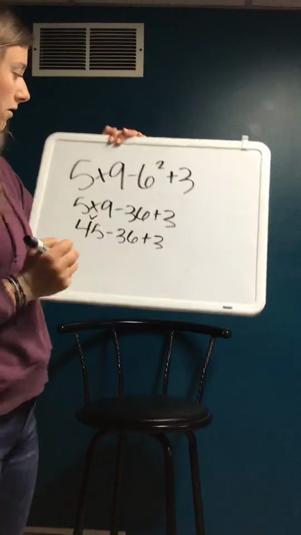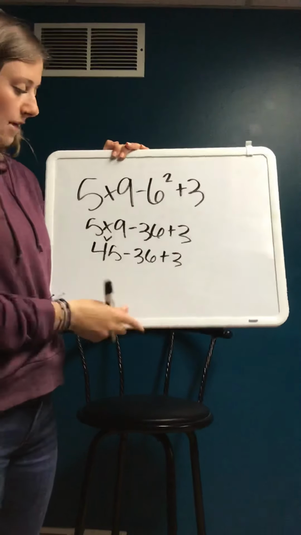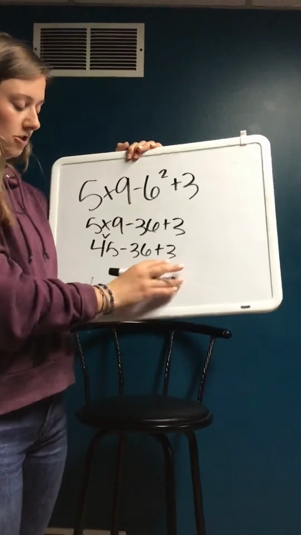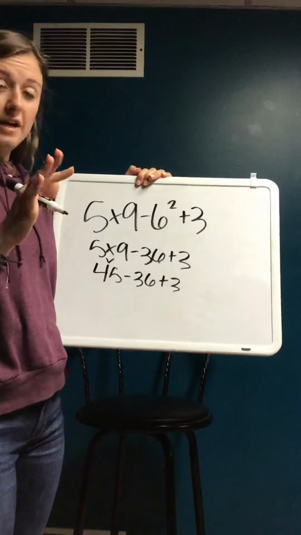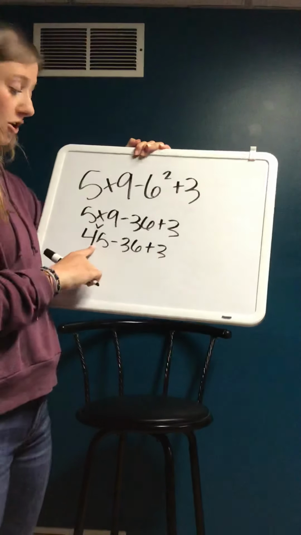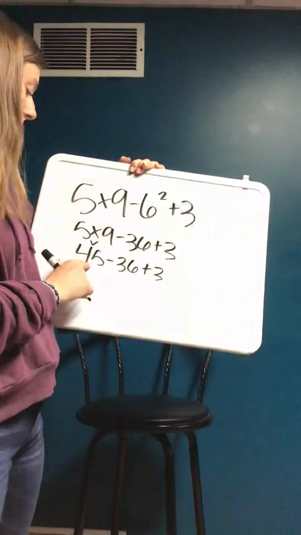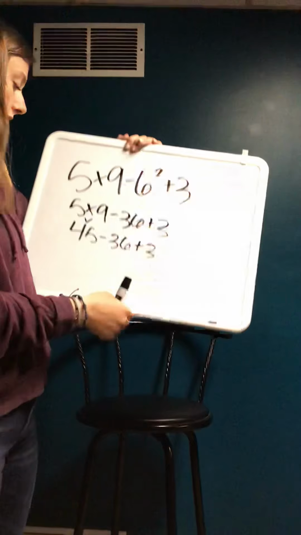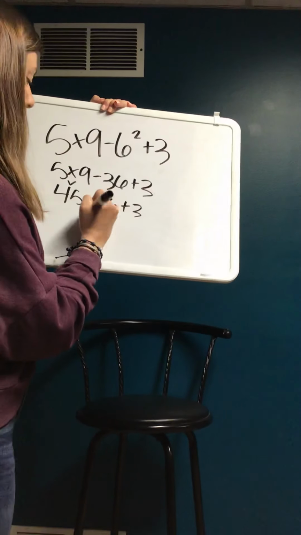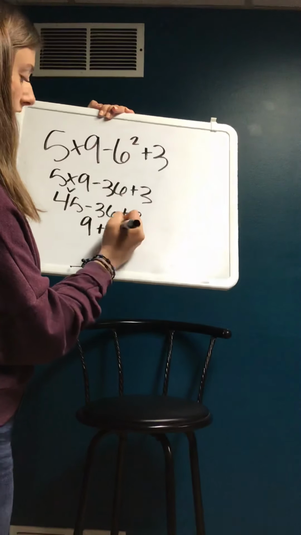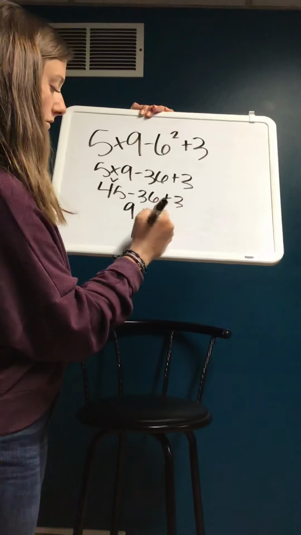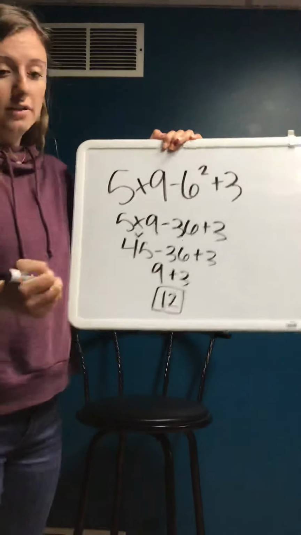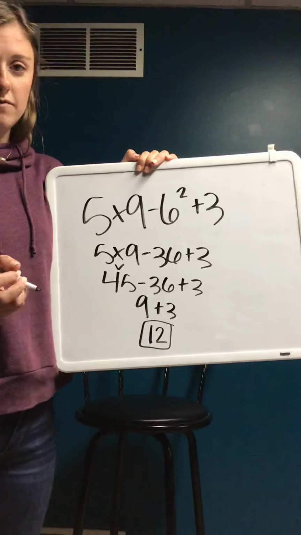Okay. So now we're just down to subtraction and addition. So addition and subtraction are opposites, so we can go ahead and do either of them first. So I'm just going to go from left to right. And so I'm going to start with 45 minus 36, which is 9. So we're going to have 9 plus 3. Okay, and that's going to be 12. So that's going to be our final answer for that one.